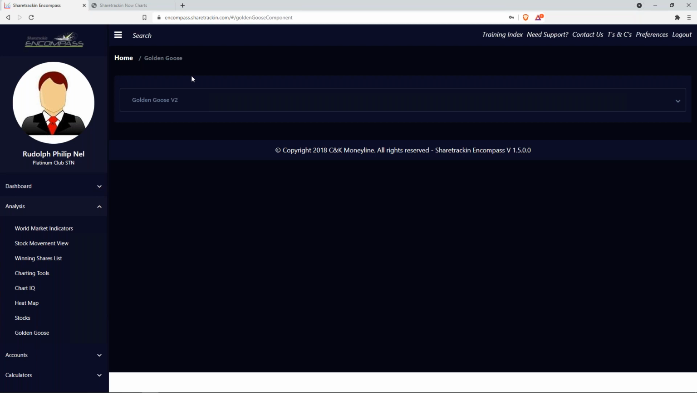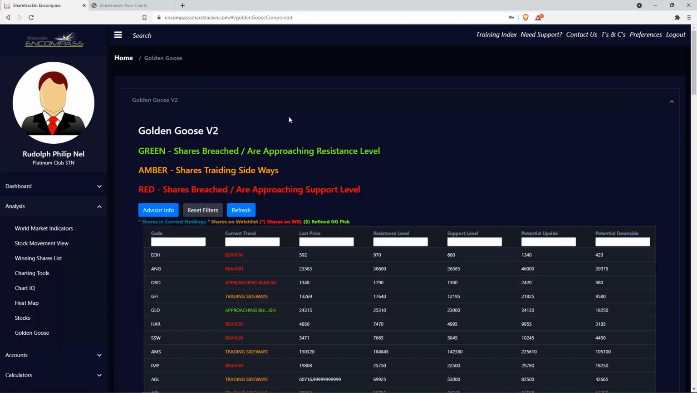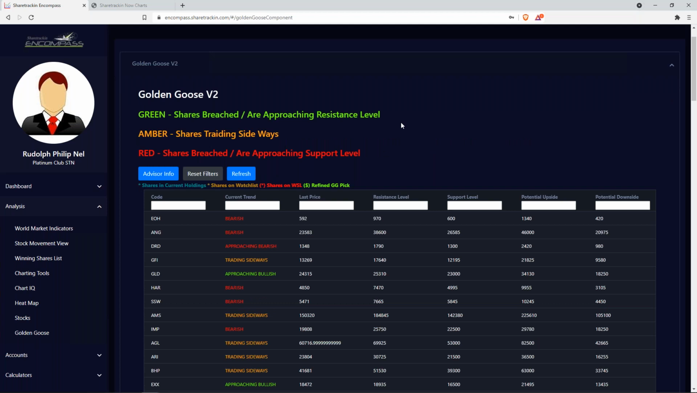Now, we all know the old Golden Goose, the one where we usually had the daily signals and the weekly signals. We decided to do away with that and start afresh with the new Golden Goose, which we're calling the Golden Goose version 2. Once we open it, it's going to look more or less similar to what it looked like before. So you can still make your decisions in buying a share in a bullish or a bearish trend, depending on which direction it's going.